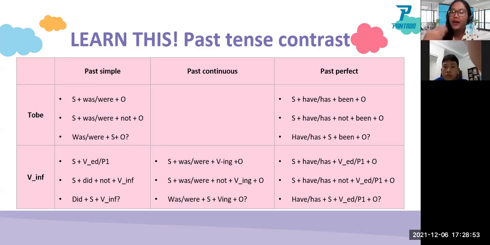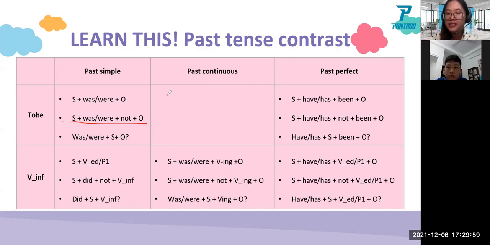I'm ready. Okay, for you to better understand what past simple, past continuous, and past perfect are, let's start. In past simple, we use the subject, for example, to be as our subject: to be, was, were, plus object. Another example: was or were, plus not, plus object. Now, please give me an example of this. He wasn't going to the swimming pool. Okay, that's it. Very good.